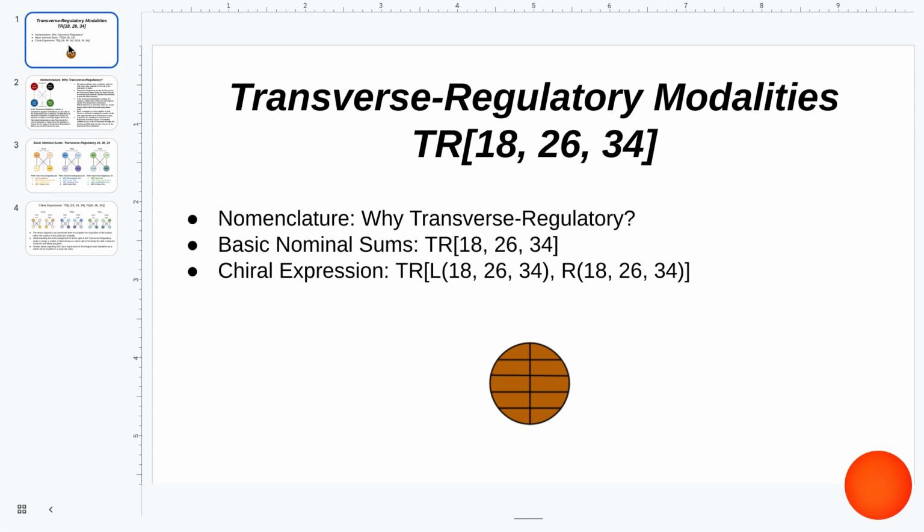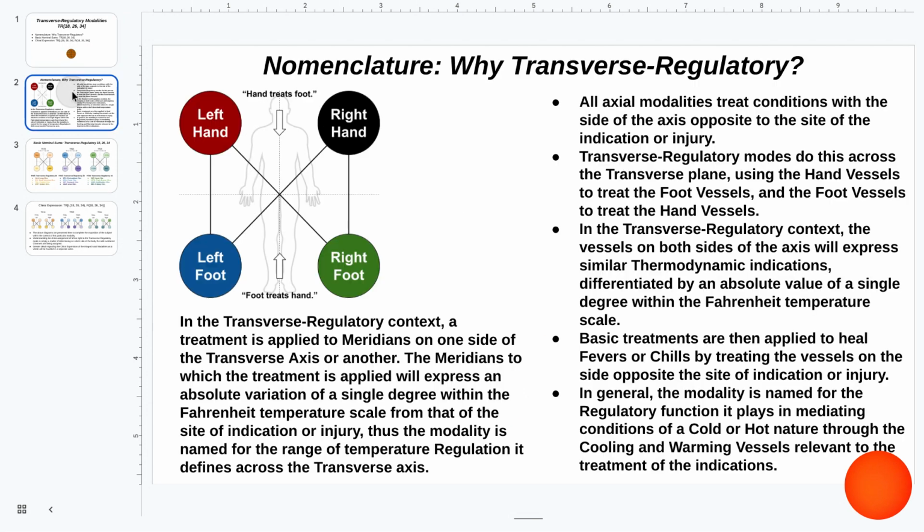Finally, all 6 modalities within the category are presented through all 3 nominal sums and both chiral expressions, along with a brief series of notes on the iterative nature of the pedagogy in the context of the chiral expressions. Slide 1, Nomenclature. Why transverse regulatory?